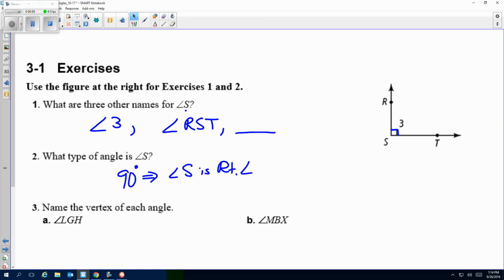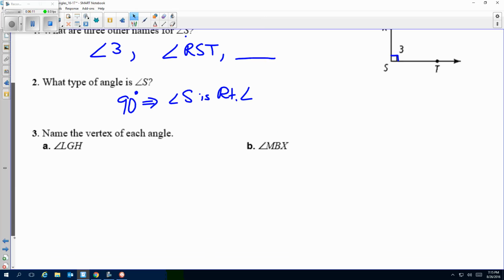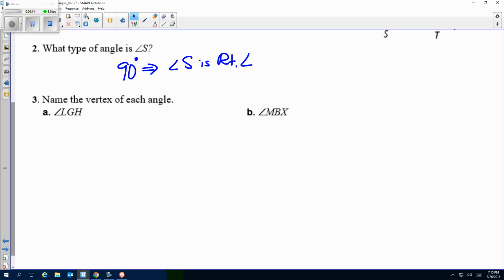Now they want you to name the vertex. Go back to our notes. Where should that letter be if it's the vertex? In between 2 other letters, okay? I think you can have that.